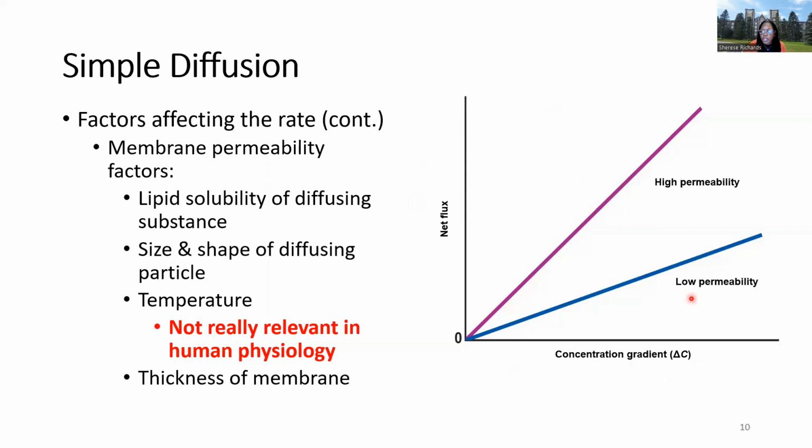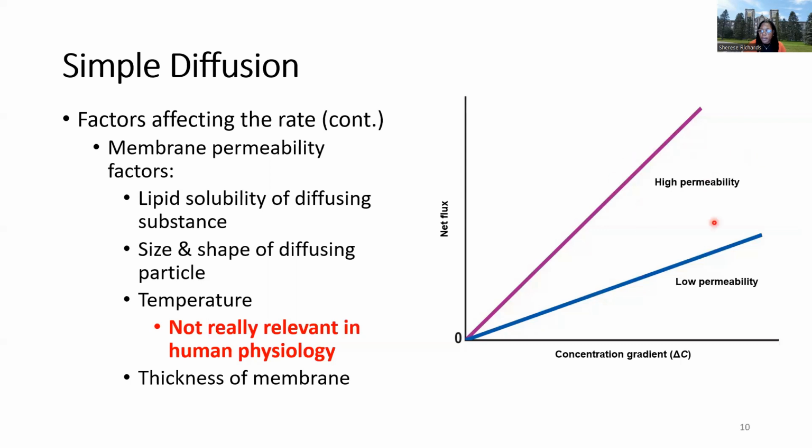If we look at the illustration here on the right, if we think about the concentration gradient again on the X, the net flux on the Y, if we have a low membrane permeability, so if we have factors that decrease the permeability, so let's say we have a thicker membrane, let's say we have less surface area available, we're going to see a lower rate of movement. And we're going to see, even if we have a high concentration gradient, the rate of movement is still going to be decreased.